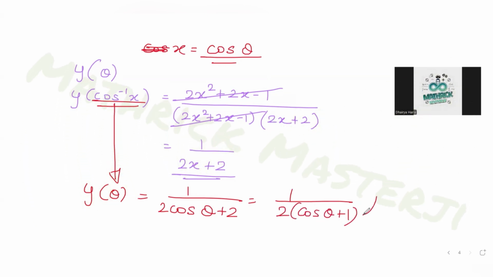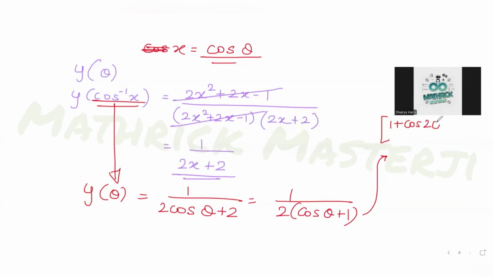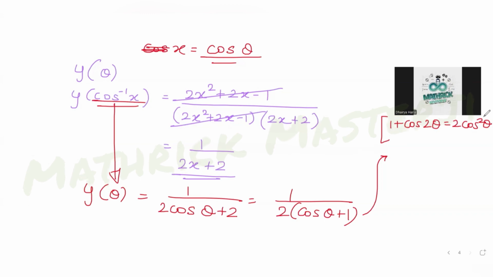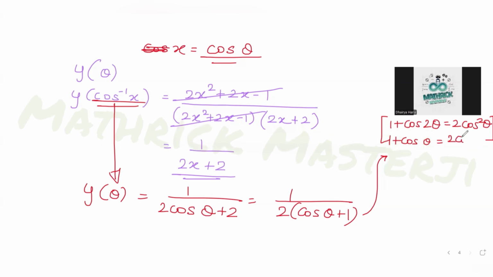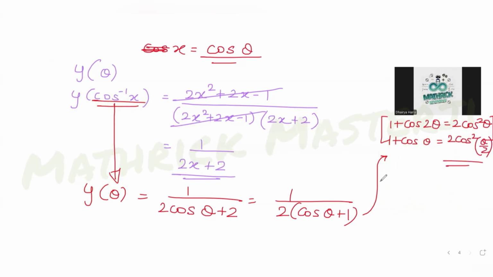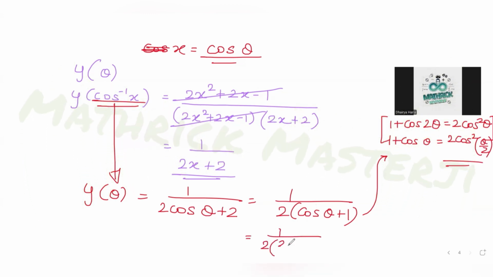Now once I have cos theta plus 1, I can use the idea of double angles again. 1 plus cos 2 theta was 2 cos squared theta. So it basically becomes half angle: 1 plus cos theta, instead of 2 theta, if I have theta here, makes it 2 cos squared theta over 2. So I get this. Now I can just write down and simplify. This is 1 over 2 and 1 plus cos theta makes it 2 cos squared theta over 2.